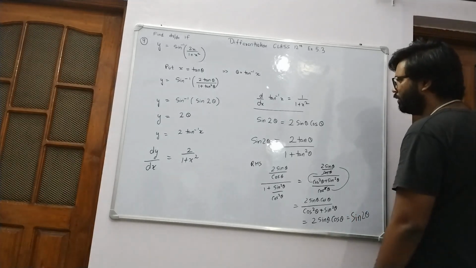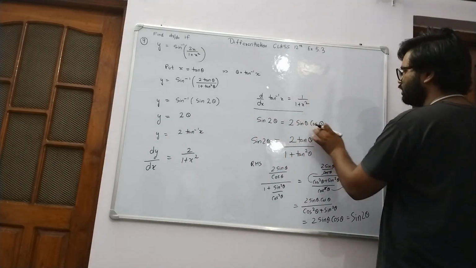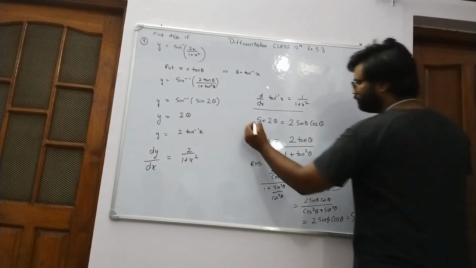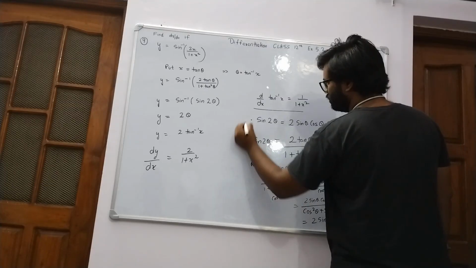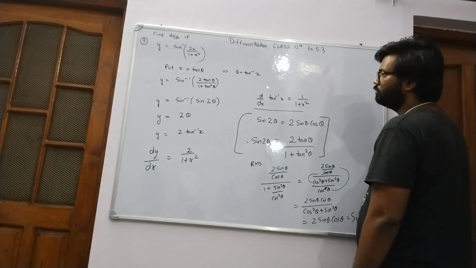So what we have to remember? We have to remember that sin 2 theta does not only mean 2 sin theta cos theta, but it also means 2 tan theta upon 1 plus tan square theta. So these are the two formulas which are very important.